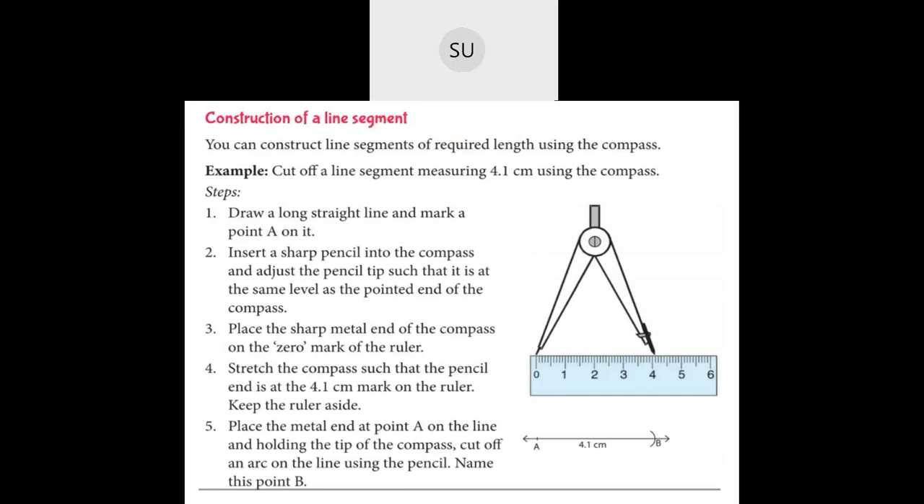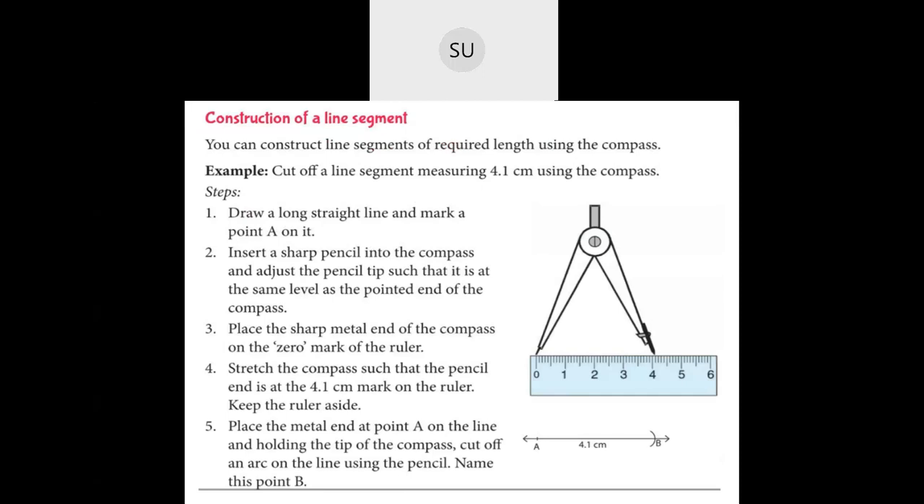And then we saw how to construct a straight line. So how will you construct a straight line? First using a ruler and pencil, you'll draw a long line. Okay, then what you do now, here they've told measure 4.1 centimeters. So what you do is you put a pencil into the pencil holder in your compass. Okay, the metal tip you keep at zero and you measure 4.1 centimeters.